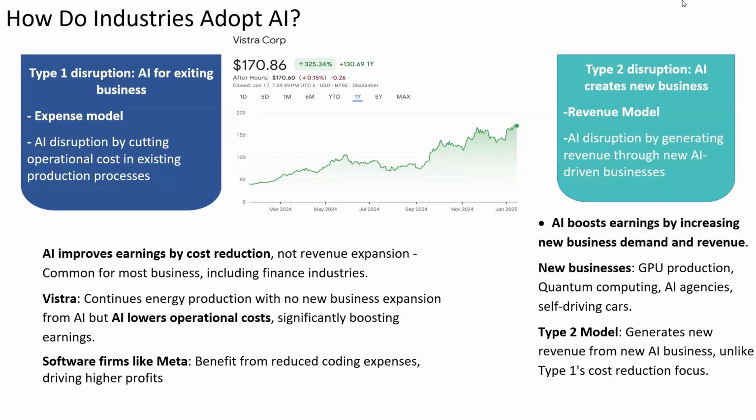So about the industry, there are two types of industry adoption right now. One is type 1. I call it the expense model. Another one is type 2. I call it the revenue model. So what is the expense model?